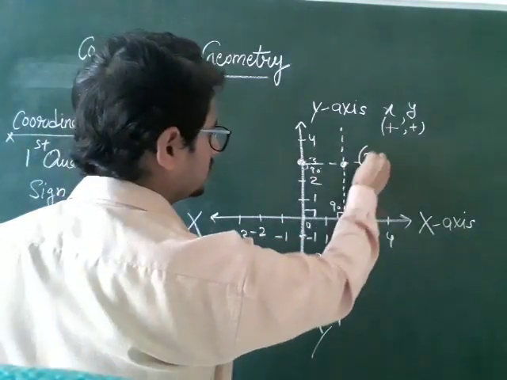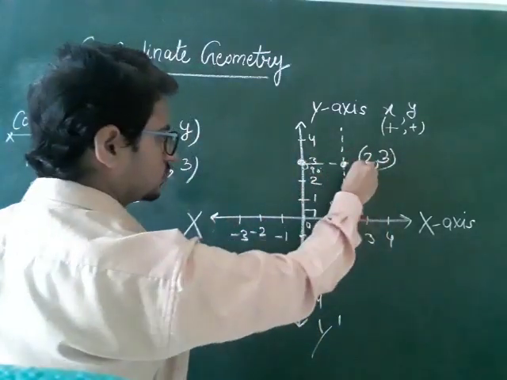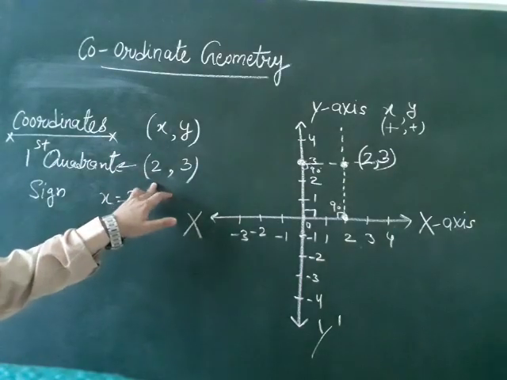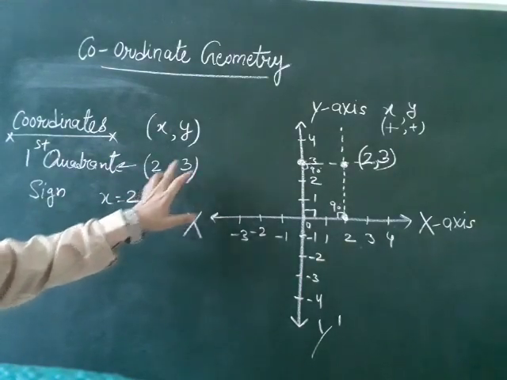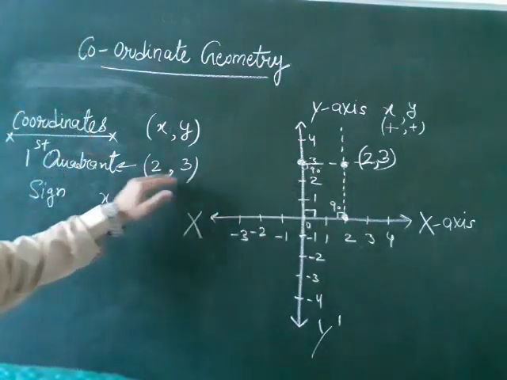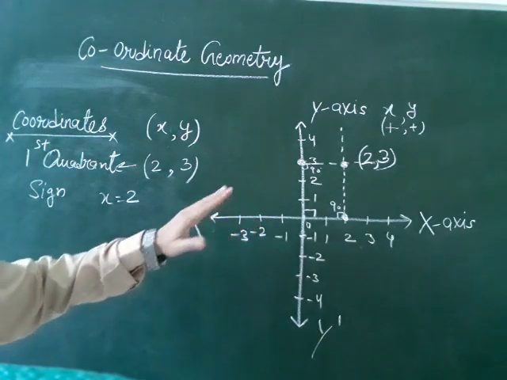This is your (2, 3). This is the required coordinate. So what we have done is plot the coordinate (2, 3) on the xy plane. We have learned how to plot a coordinate on the xy plane. We will take one more example.